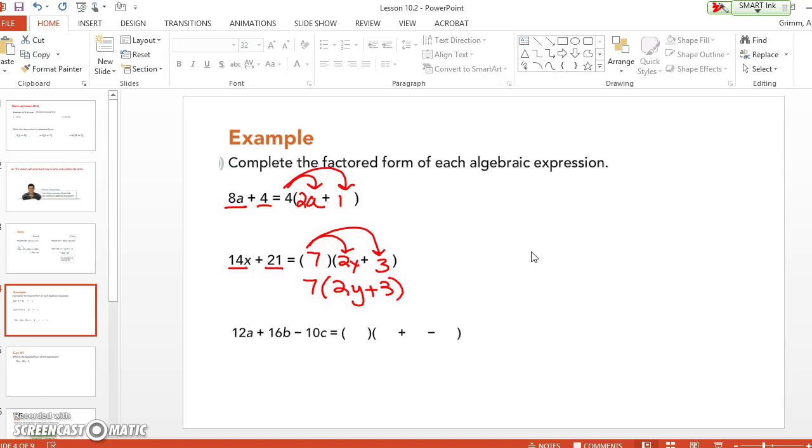Okay? All right, you can do this with 3 numbers. You can do it with as many numbers as we want. But you have to find the greatest common factor for all 3. So what's the greatest common factor of 12, 16, and 10? 2? Okay. So we're going to pull out a 2. And then we're going to say 2 times what gets us to 12a? 6a, right? And 2 times what gets us to 16b? 8b. It does have to be the greatest common factor, yes. 2 times what gets you to 10? 5c. Okay, questions on that before we move on? All right.